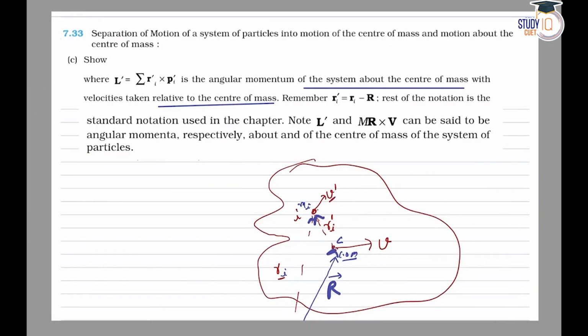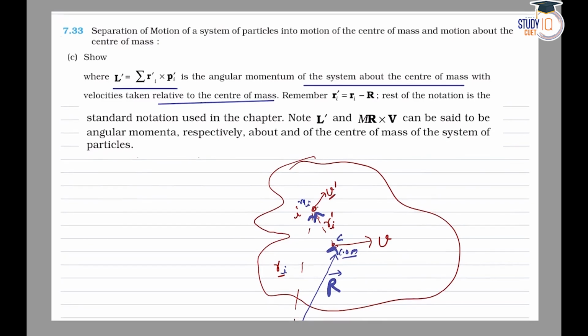Physics class 11, chapter 7, system of particles and rotational motion, question number 7.33. In this we have to prove that L prime is equal to the sum of Ri prime cross Pi prime, where this is the angular momentum of the system with respect to the center of mass.